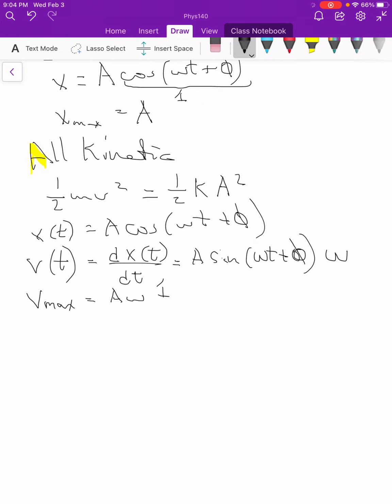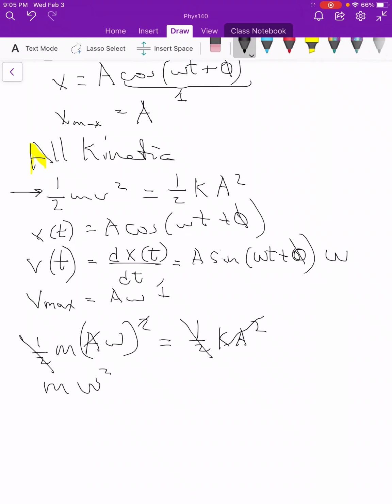Okay, so then I'm going to plug V max into this equation right here. So I'm going to say 1/2 m times (A omega) squared, right? I'm just plugging in V max there, is equal to 1/2 kA squared. Okay, so a half is common on both sides, so I can cross them out. And I have A squared here, and I have A squared here. So I'm left with m omega squared is equal to k.